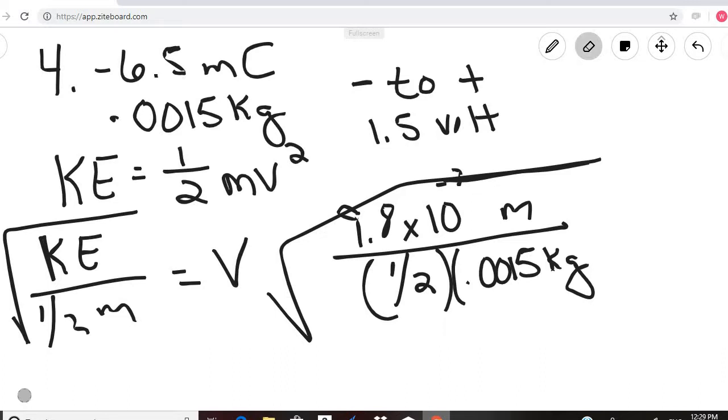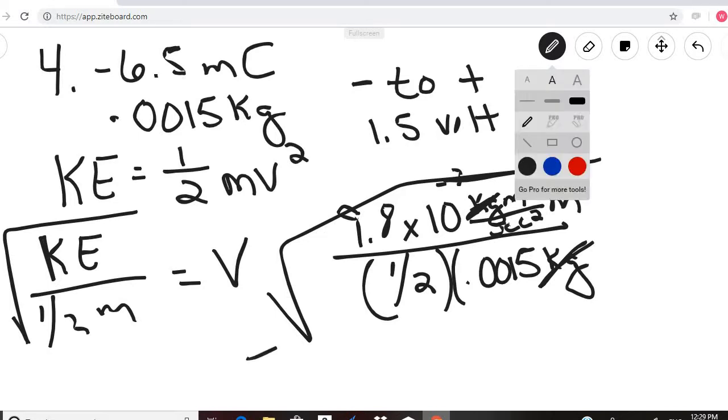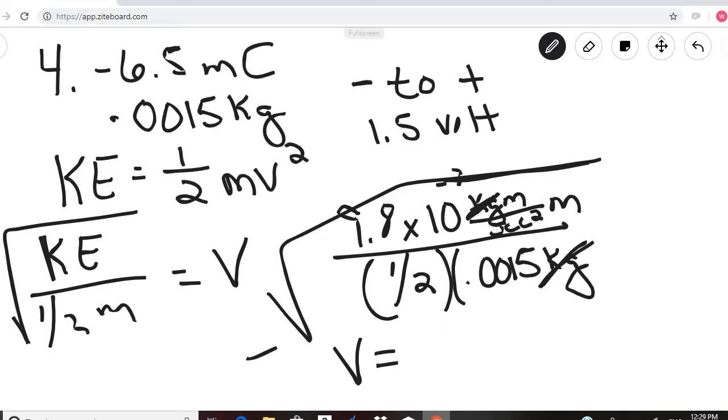Okay, so I'm going to go ahead and change this Newton, so it was a Newton meter. A Newton is a kilogram meter over second squared. So you'll see that the kilograms are going to cancel. You're going to be left with meters times meters, which is meters squared over second squared. When you take the square root of that, you will get meters per second. So doing that math, we get that V is equal to, with two significant figures, 3.6 meters per second. I apologize, this whiteboard is acting a little goofy today. Okay, so the velocity of that negative 6.5 millicoulomb charge is 3.6 meters per second.